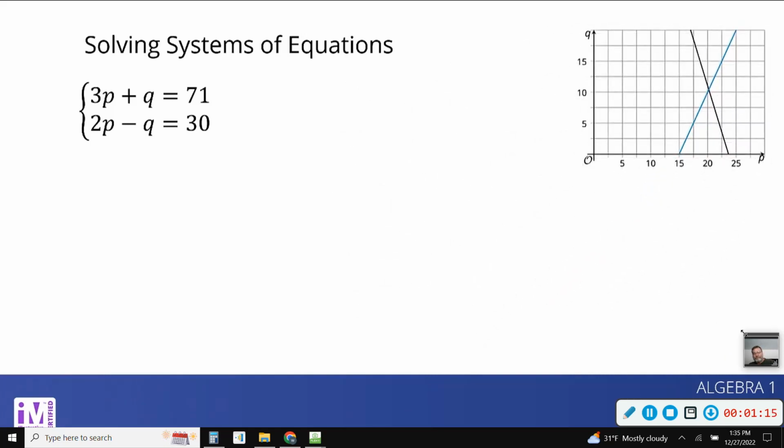If we subtract 3p from each side of the first equation, 3p plus q equals 71, we get an equivalent equation: q equals 71 minus 3p. Rewriting the original equation this way allows us to isolate the variable q. Now we can substitute the expression 71 minus 3p in the place of q in the second equation. Doing this gives us an equation with only one variable, 2p minus the quantity 71 minus 3p equals 30, and makes it possible to find p.